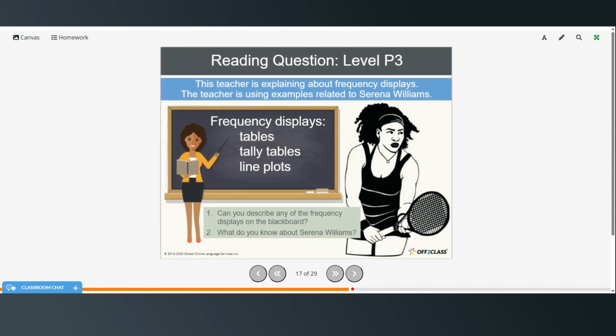Okay, this teacher is explaining about frequency displays. The teacher is using examples related to Serena Williams. So can you describe any of the frequency displays on the blackboard? And what do you know about Serena Williams?